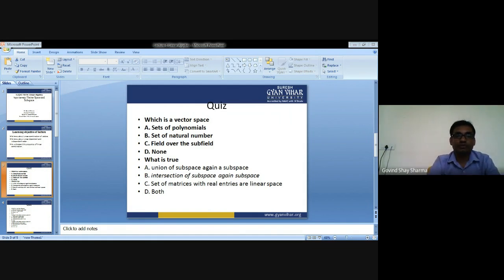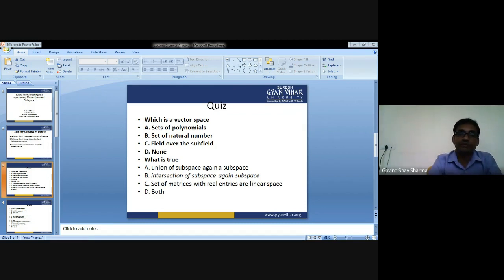What is true? Union of subspaces is again a subspace. This is wrong. Intersection of subspaces is again a subspace. This is right, because the union of subspaces is not a subspace, but the addition of two subspaces is always a subspace. We already proved it today. The intersection of subspaces will be a subspace. So B is right.